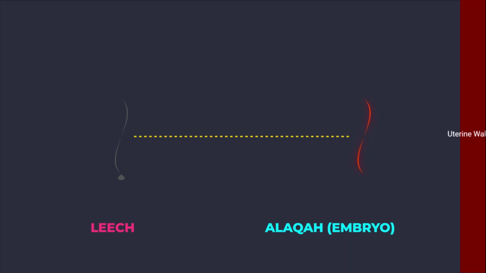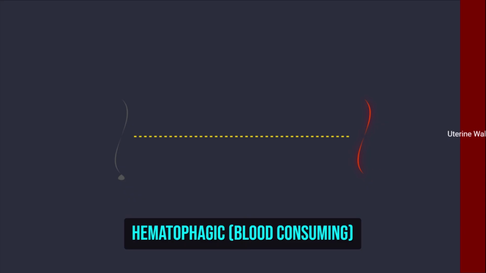This stage involves rapid cell differentiation and the formation of the 3 primary germ layers: ectoderm, mesoderm, and endoderm. The visual resemblance to a hematophagic organism, specifically the external appearance and reliance on maternal blood supply, is striking when comparing 7th century terminology to modern embryological diagrams.